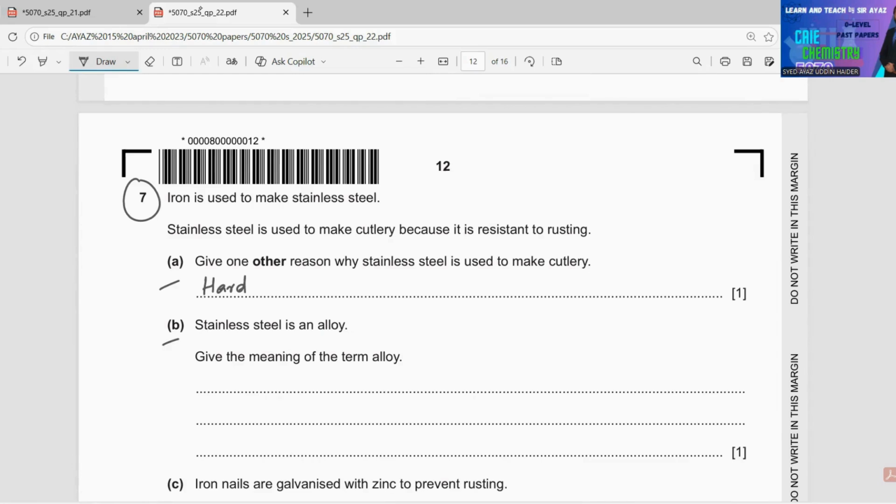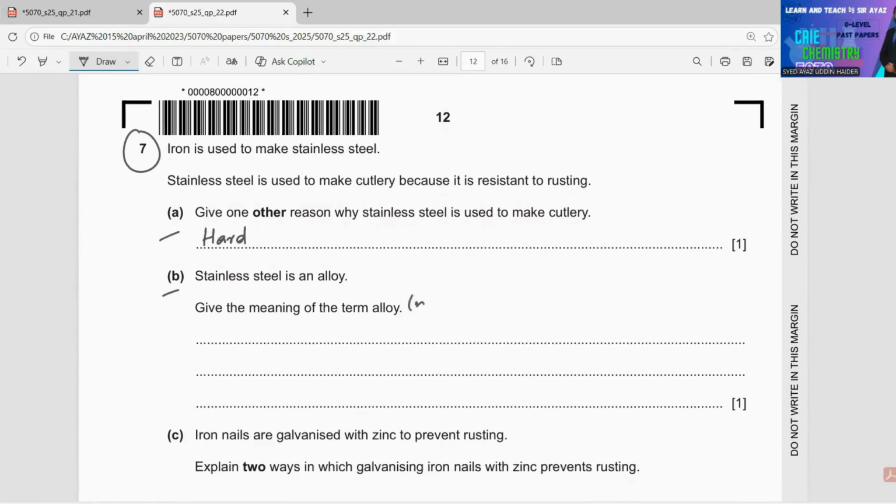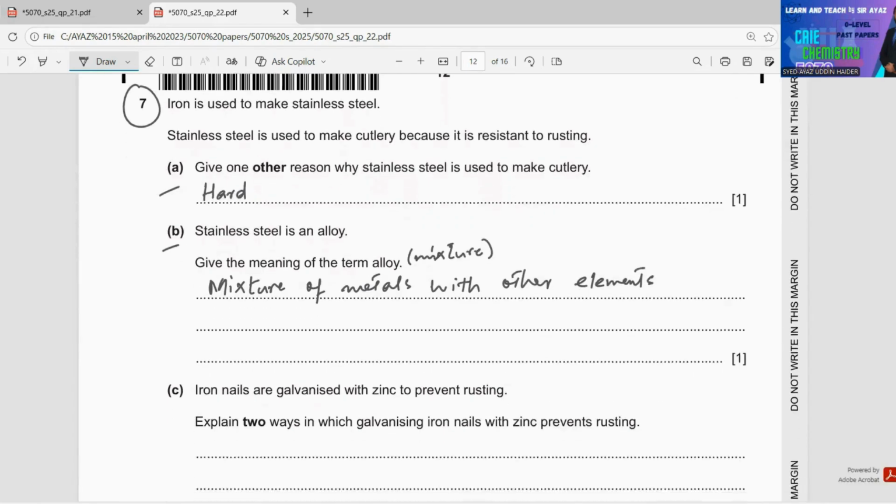Part B. Stainless steel is an alloy. Give the meaning of the term alloy. Alloy is a mixture. So a mixture of metal with other elements. For other elements, you can either have non-metals or metals or both.